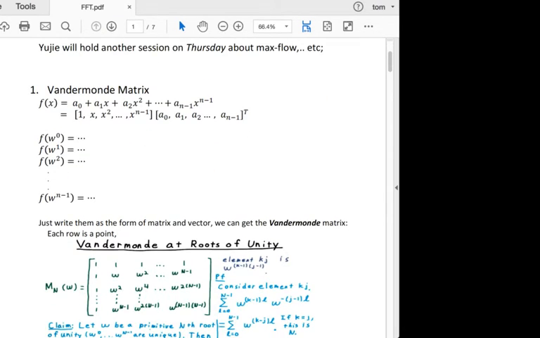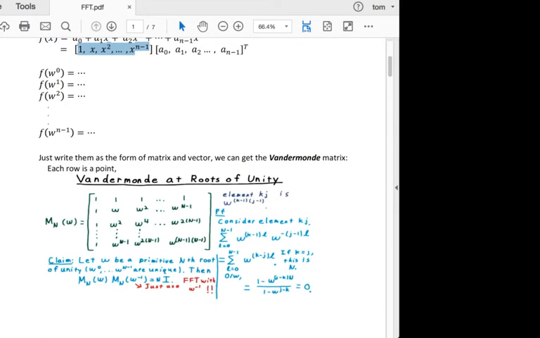Okay, let's start. First of all, I need to introduce the Vandermonde matrix. Basically, a typical polynomial can be written in this form. But we can also write it as a vector of coefficients multiplied by the sequence of x. For n points, there's no surprise, we can write it in the form of a matrix. That's what the Vandermonde matrix is.